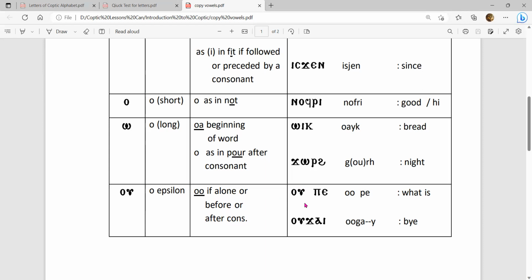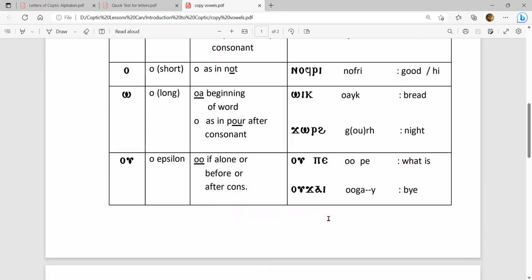Let's take the first example. U, pe. So the O, micron, and epsilon here is U. The second word is pe. The P, the P, and the A. This is how we pronounce it, as U, pe, meaning what is. Right.